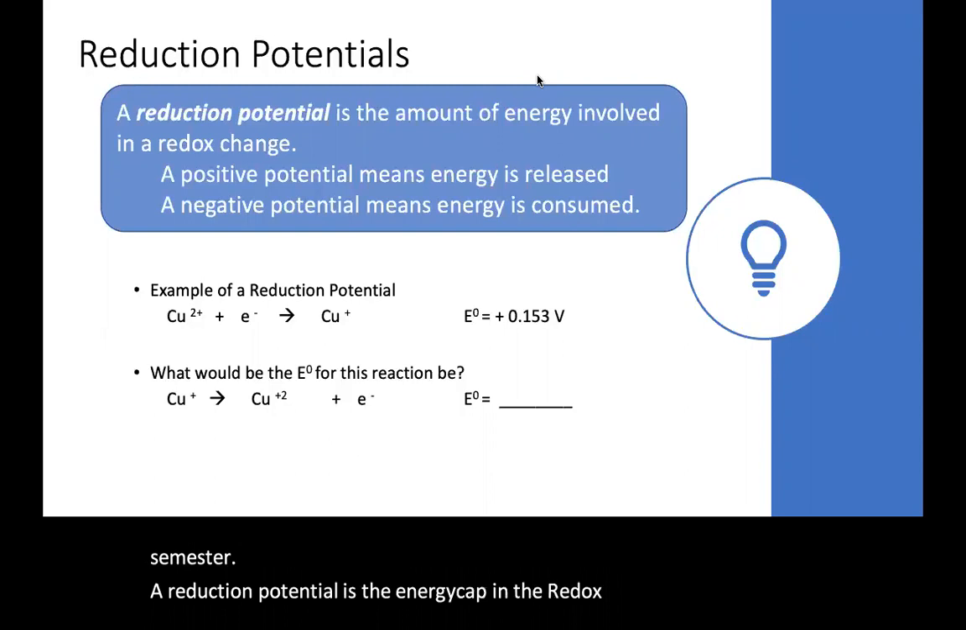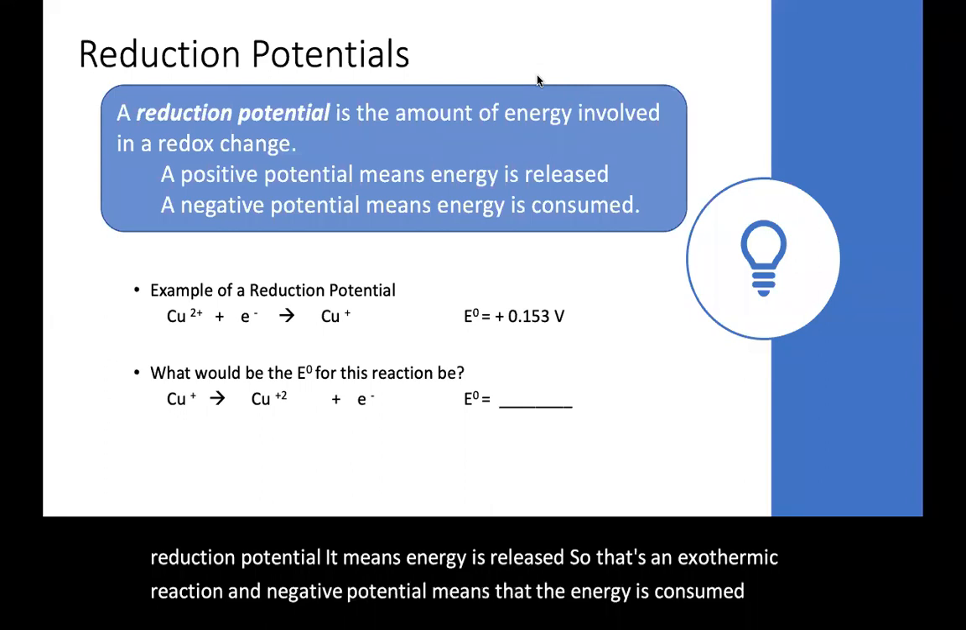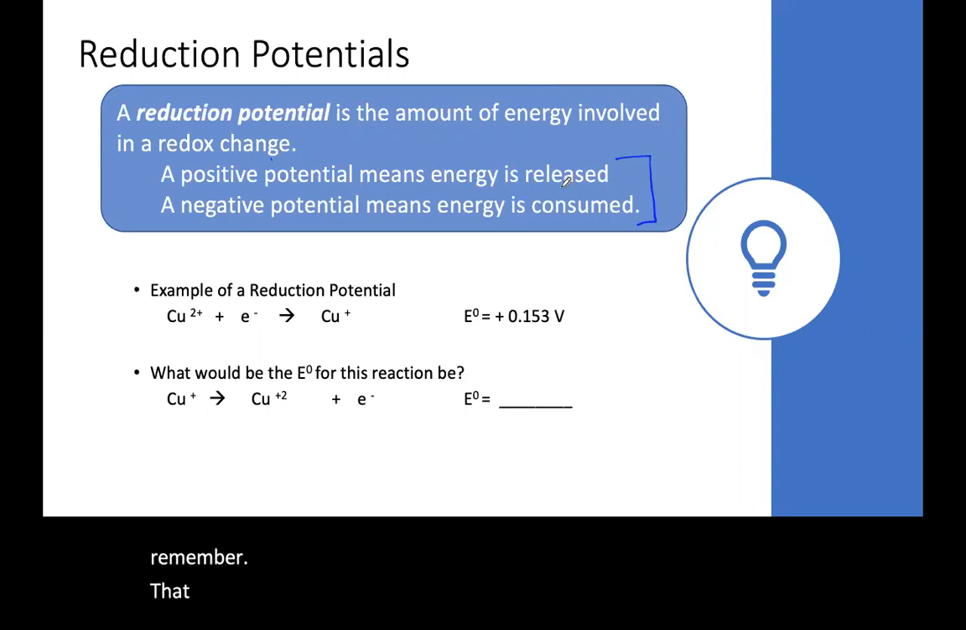A positive reduction potential means energy is released, so that's an exothermic reaction. A negative potential means that the energy is consumed. This may be counterintuitive, so this is a key piece that you need to remember: positive is favorable.